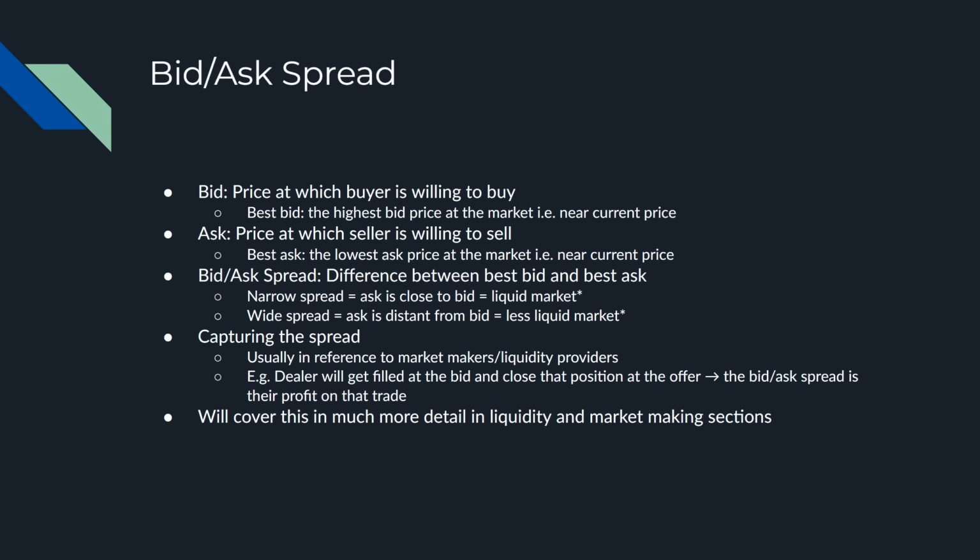So the bid-ask spread is the difference between the best bid and the best ask. A narrow spread, you'll hear this term used, is when the ask is close to the bid, and usually indicates a liquid market, with some exceptions. And a wide spread is when the ask is distant from the bid, which is a less liquid market.